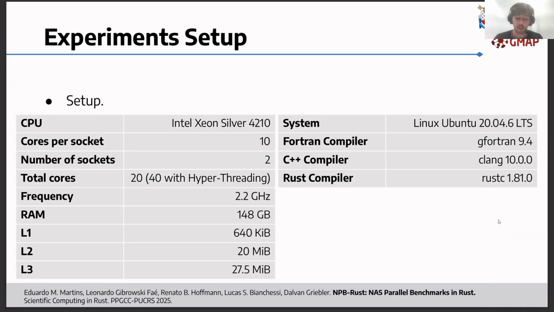For our experiments, we tested on an Intel Xeon machine with 20 cores and 40 threads with hyperthreading enabled. And we used as compilers Rust, of course, 1.81, Clang 10, and GFortran 9.4.